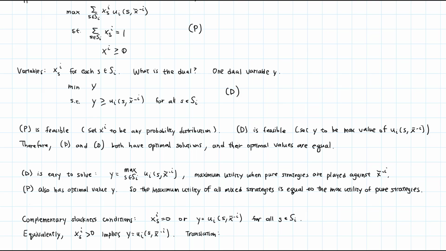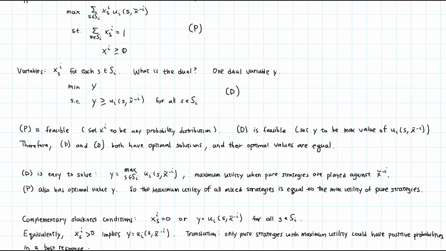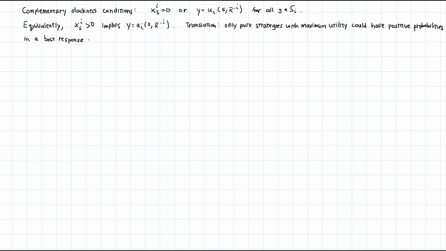Translation of this is that only pure strategies with maximum utility could have positive probabilities in the best response. Or, pure strategies that do not have maximum utility will have probability 0 assigned to it. Recall that the complementary slackness theorem says that a feasible solution is optimal if and only if the complementary slackness conditions hold, and being optimal means that we have the best response.